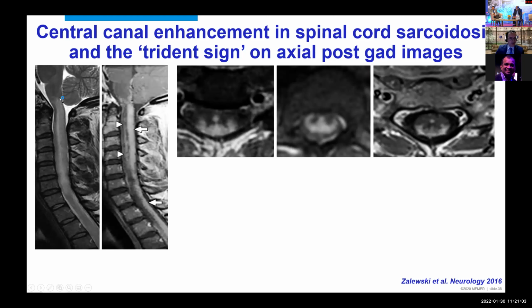Now here's another example of sarcoid. So here we see a longitudinally extensive lesion, and then we see this enhancement in the dorsal subpial area here. And what we see here also is some central canal enhancement. So we see this kind of 3-pronged appearance.